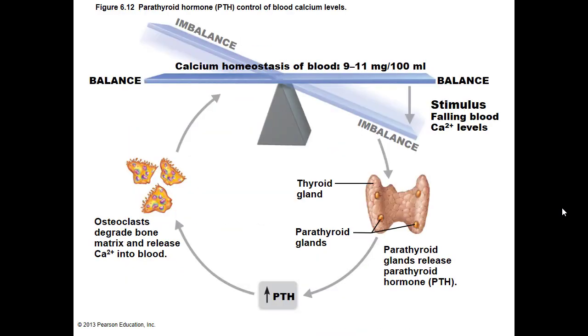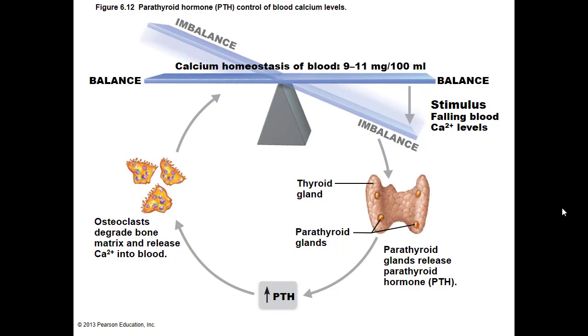But here's kind of that balance. If your blood calcium levels are too low, so your stimulus is falling blood calcium levels, the parathyroid gland releases the parathyroid hormone, and it triggers bone-breaking cells, osteoclasts, to break down bone, to release the calcium that's stored there so that we can get calcium ions back into our blood supply and out to whatever part of the body needs it.